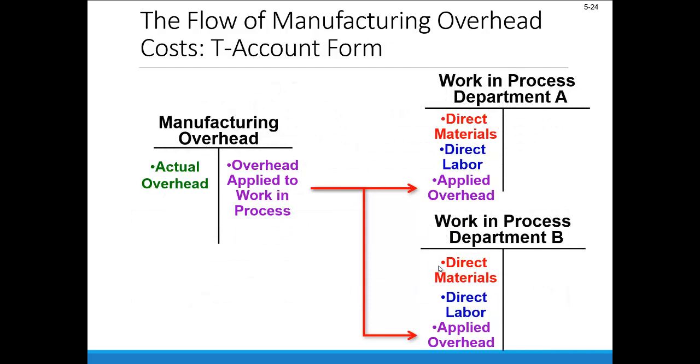And we'd see that in the T accounts as well. Remember, for our overhead account, debits represent actual or incurred overhead. Credits always represent overhead being applied to work in process. Always applying overhead to work in process, never to finished goods or any other account.